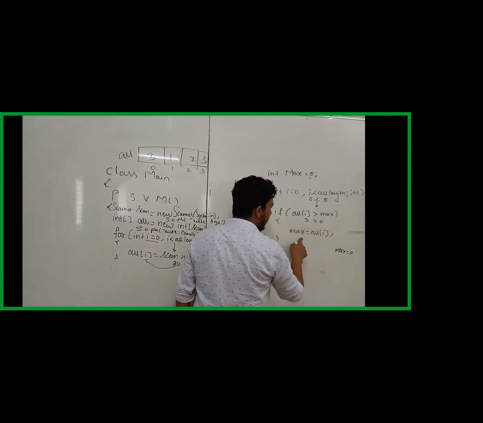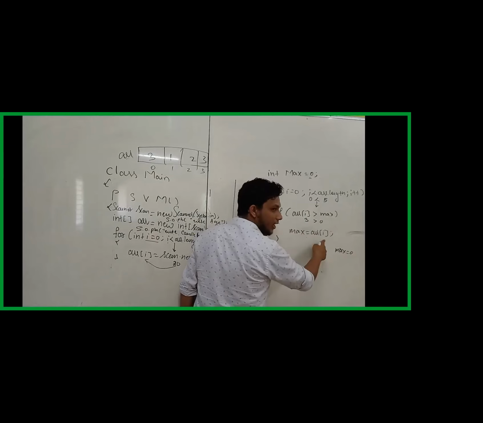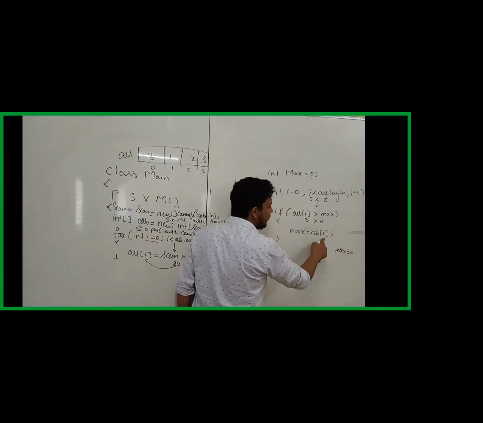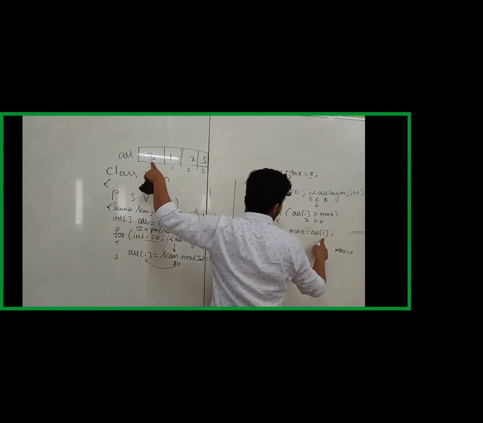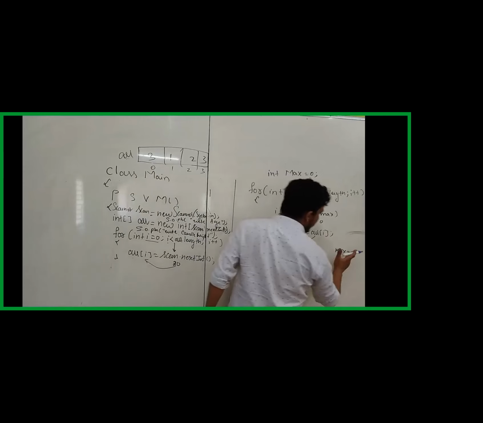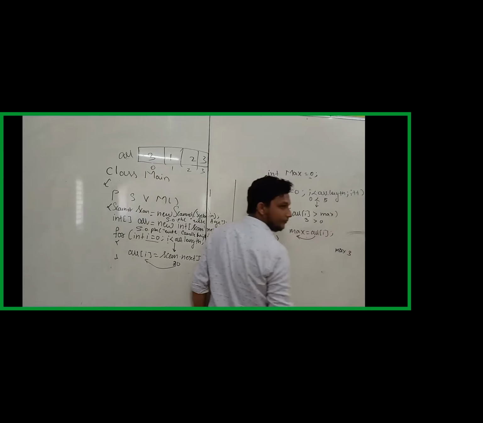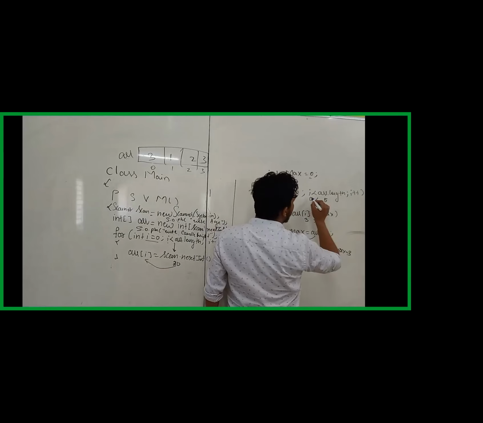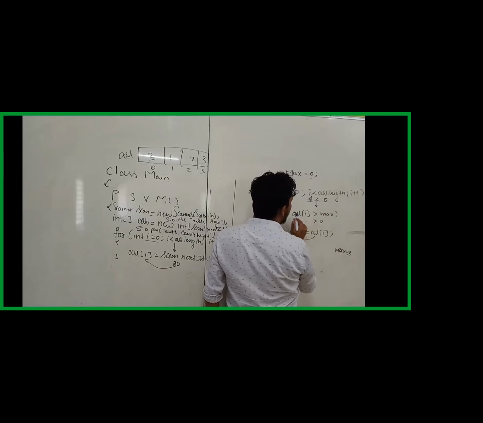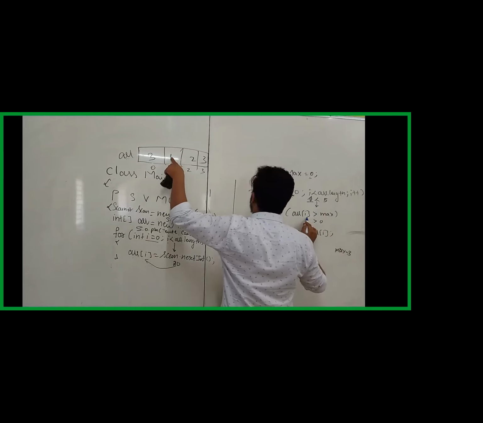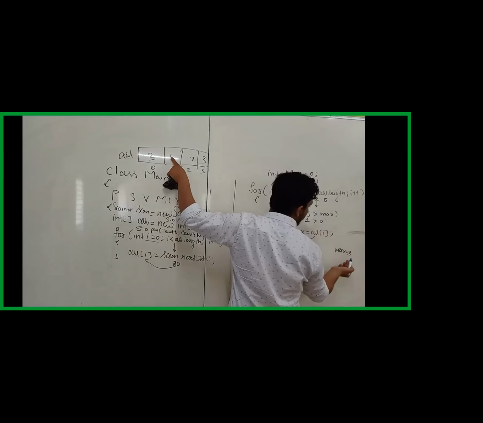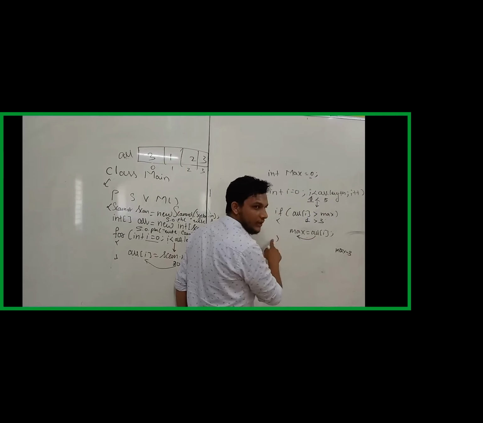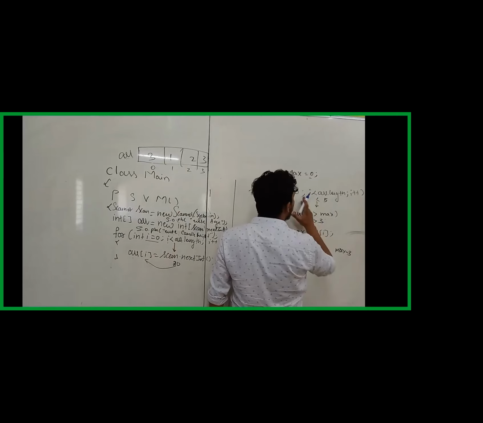Since this condition is true, it will come here. I'm putting max equals arr of i. The assignment operator puts the RHS value into the LHS. arr of i is 3, so I put 3 into max. Max value is now 3. Again the loop will be incremented, i becomes 1. Now arr of 1 is 1. Is 1 greater than max? Max is 3. 1 is not greater than 3, so the if condition will not execute, and i will increment.